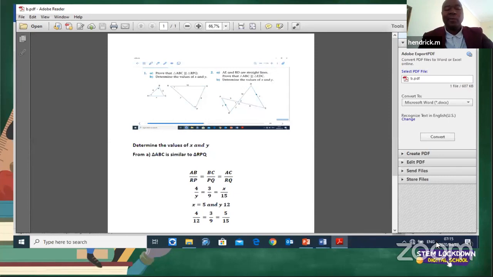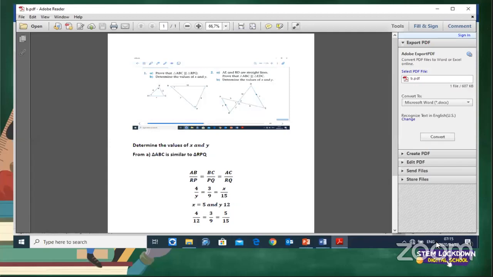And of course, you can see that AB is equal to 4 and RP is 1. And BC is equal to 3, that is given. PQ is also given as 9. And of course, AC is X, which is now an unknown, and RQ is 50. So therefore, you can conclude that the value of X will be equal to 5, and Y will be equal to 12.